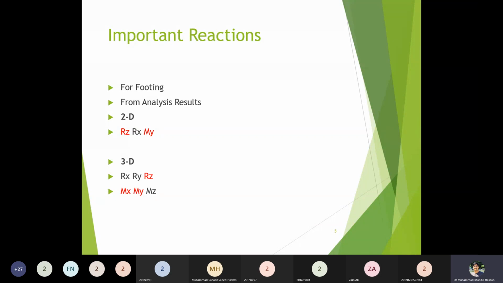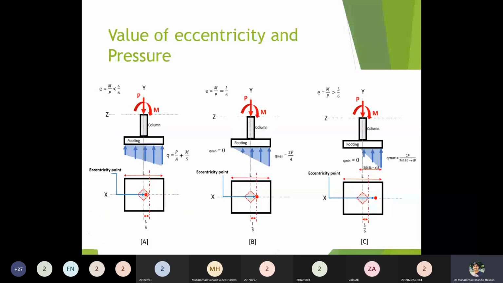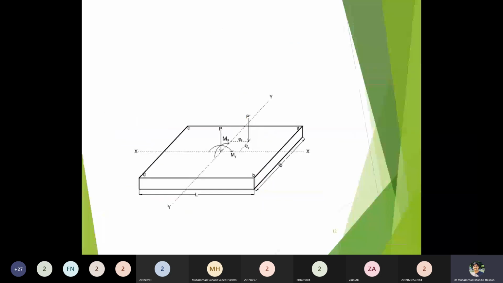3D की जब मैं बात करूँ, RZ, MX और MY, तो ये वाला case आ गया कि इस case में क्या। So this is the case when your reaction is acting as P and moment, two movements are present. It means that actually the load is acting, P dash is acting at eccentricity. और इस figure में आपको दोनों eccentricities visible हैं. Both eccentricities are visible. One is EX eccentricity parallel to the X direction, and EY eccentricity parallel to the Y direction. Now what is the moment at the center of the footing?